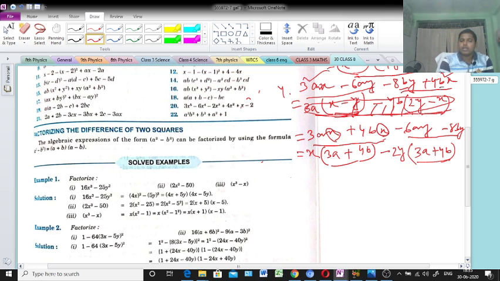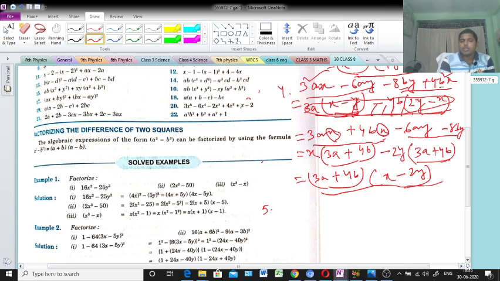Clear? Clear or not? The concept should be clear. That means here 3a plus 4b is the common portion, and the remaining portion is x minus 2y. This is the answer. Clear or not? Understood? Okay, if there is any problem or doubt, you should inform me again and I will explain it. Okay, clear?